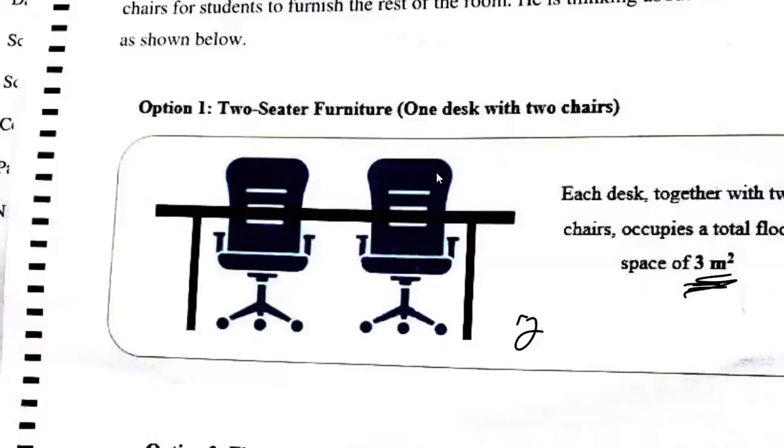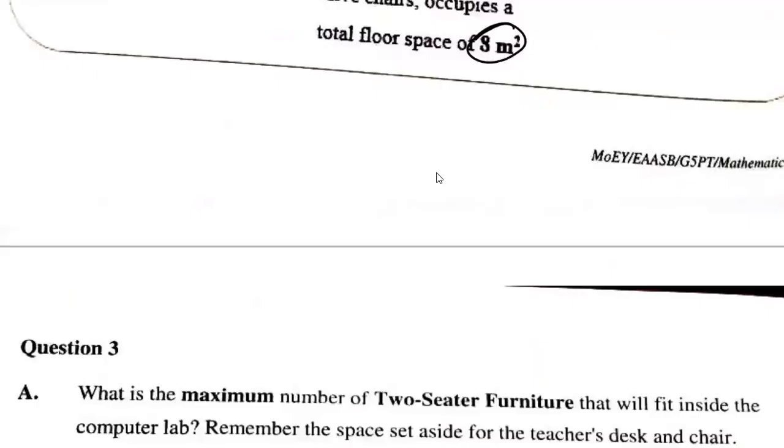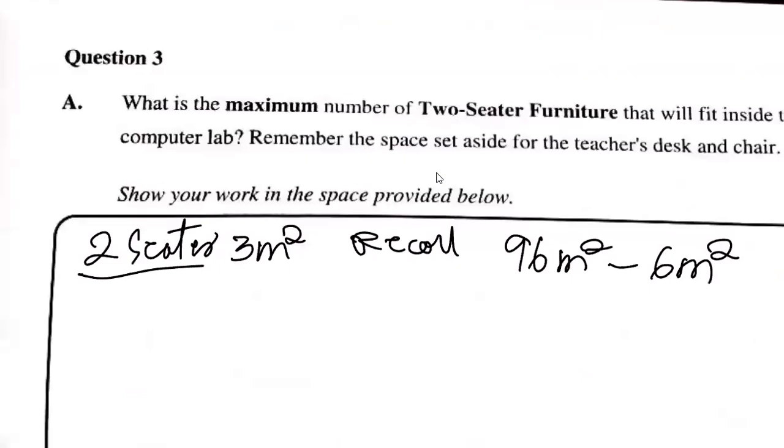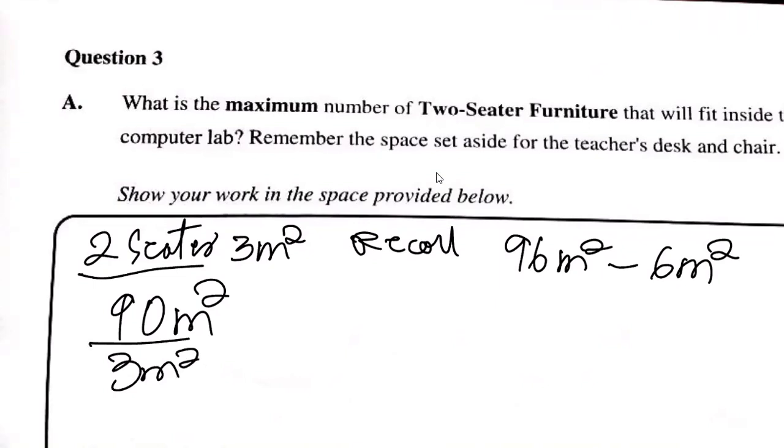So we know that the space that we're working with is not going to be 96 meters square. However, it's going to be 96 meters square subtract 6 meters square. So that leaves us with 90 meters square. All right. So it says one of the desks occupies 3 meters. So let's divide it by 3 meters. That's every 3 meters, that's 2 chairs, right? So that gives us 30 pairs of chairs. Because remember, there are sets of 2. So to get the total chairs, it would be 30 multiplied by 2, which is 60.